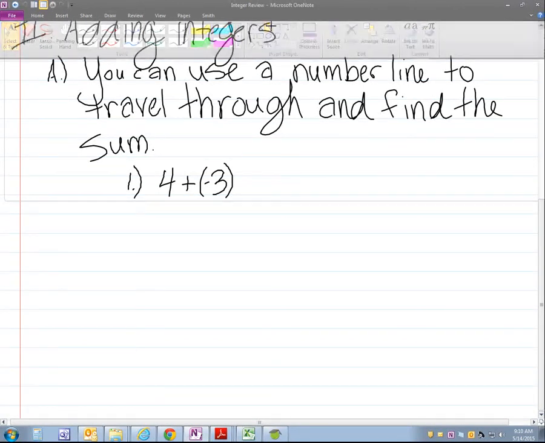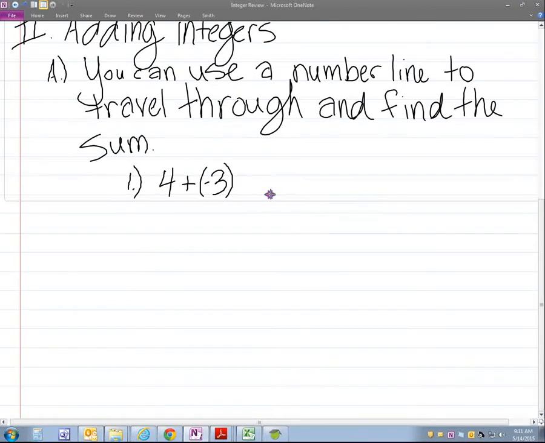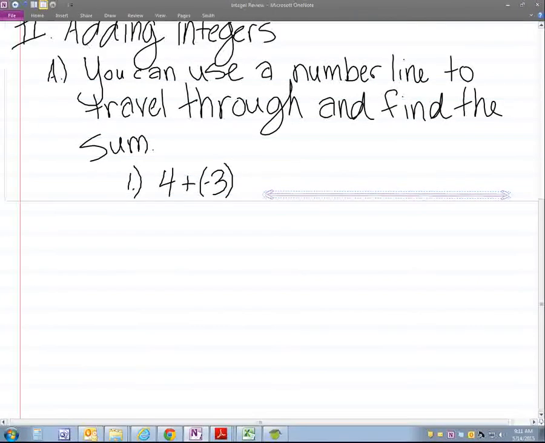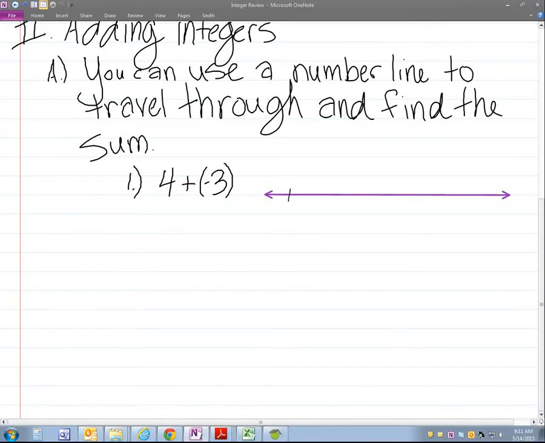Yes! I've got a number line, yay! Here's my number line. I'm going to label it from -5 to 5. 0, 1, 2, 3, 4, 5. -5, -4, -3, -2, -1. So we're going to imagine it as we're traveling through the number line.